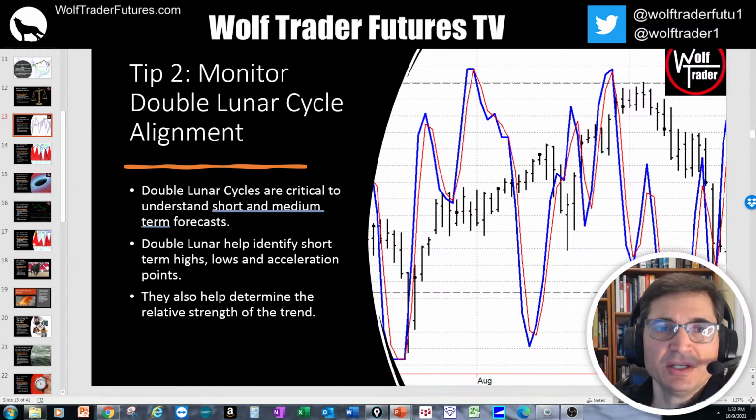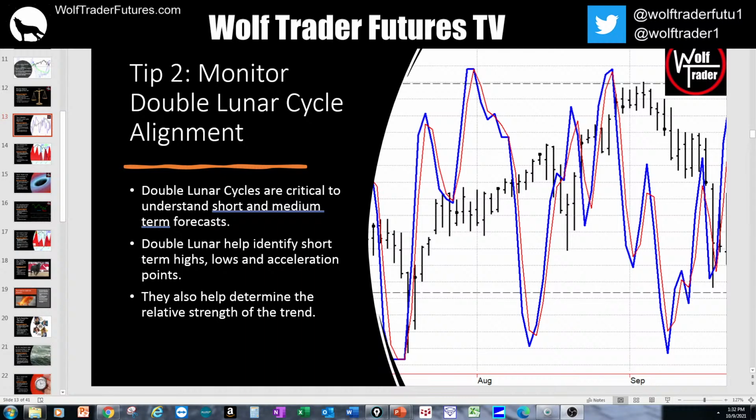All right, so this next one here is tip number 2, monitor the double lunar cycle alignment. I really, really like this indicator. This is the double lunar cycle that we put up for most symbols. It gives you a very nice backbone.